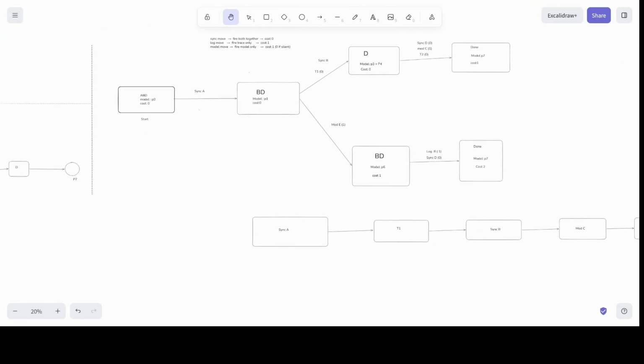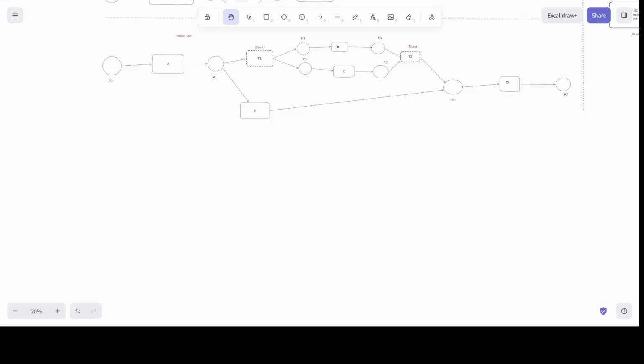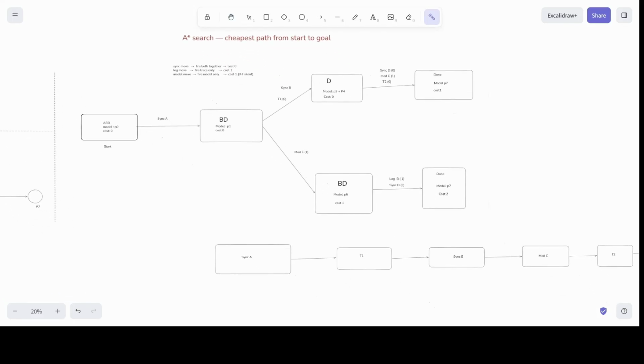Now, we have a choice. So either we will go this path, or we will go this path. Meaning that if we go to our model, we had the token here, right? So either we're gonna go this way or this way. Let's ignore this path for a moment. Let's follow this path for this instance. As we can see here, the model move, if we do a model move, costs us 0 if it's silent. Here it says silent 0, meaning that when I fire T1, it costs me 0.